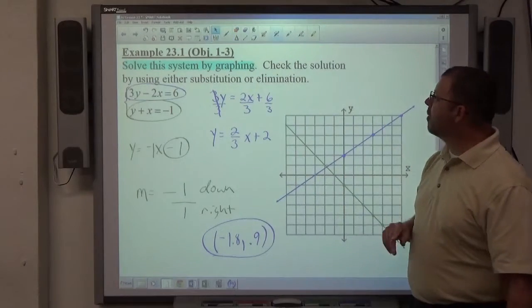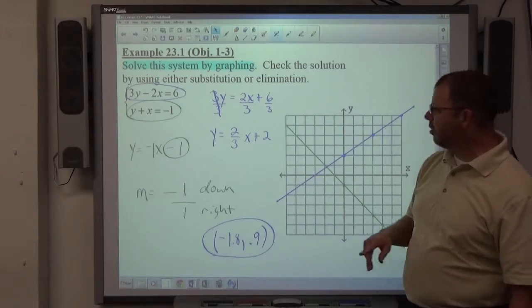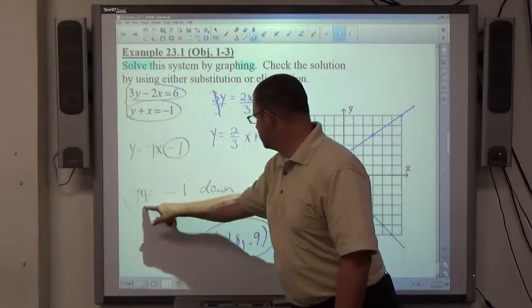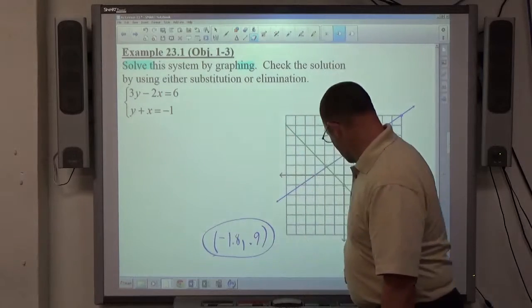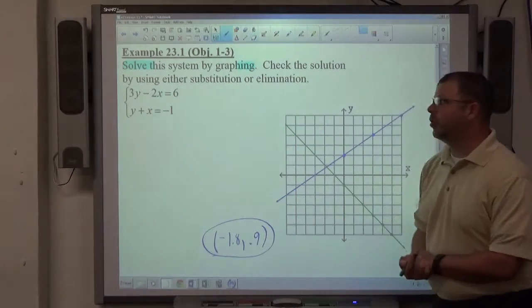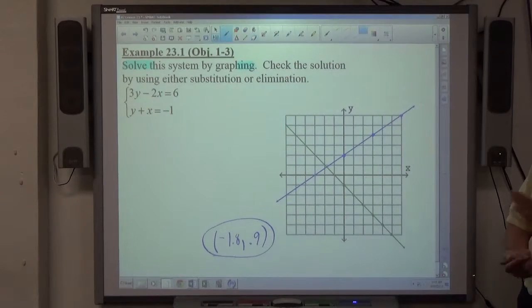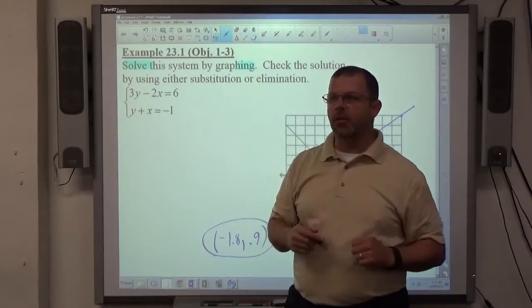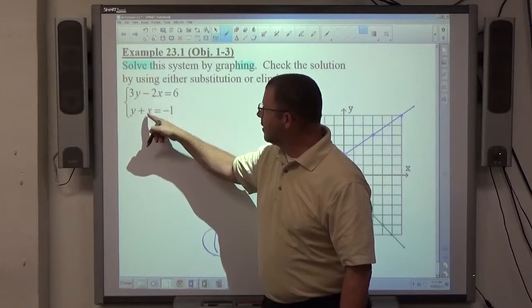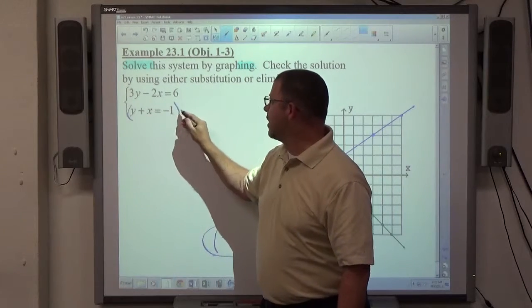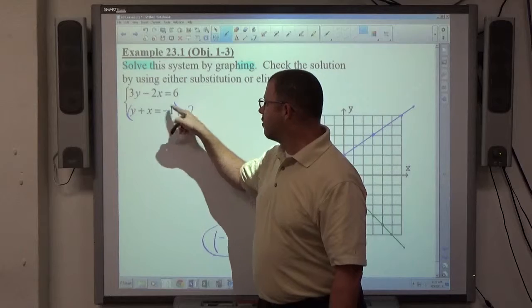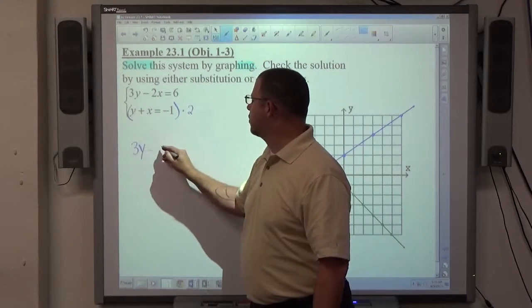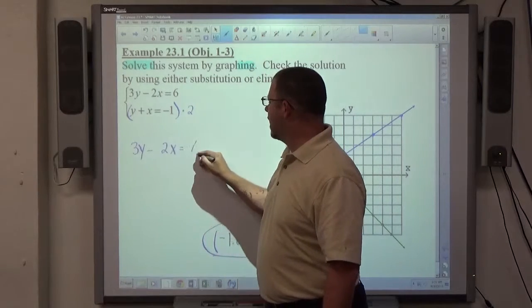Now the other part of this problem says check the solution by using either substitution or elimination. Which would you prefer to use here? Elimination works for me. The structure is better for elimination. I've got a negative 2x and an x, so if I just take this bottom equation times 2, positive 2x, negative 2x are going to cancel. So I'm going to keep 3y minus 2x equals 6, exactly as it is.